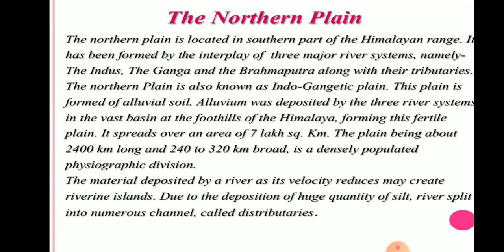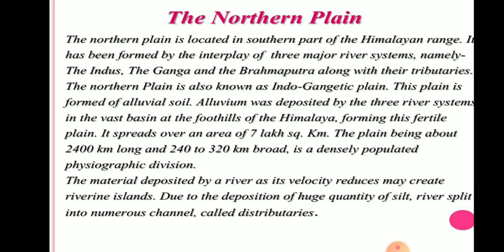After we have the idea about Himalayas, next we have the northern plains, that is the second important physical feature of India. So let's have a detailed account of this northern plain of India. The northern plain is located in the southern part of the Himalayan range, and it has been formed by the deposition of three major river systems of India, that is the Indus, the Ganga, and the Brahmaputra, along with their tributaries.